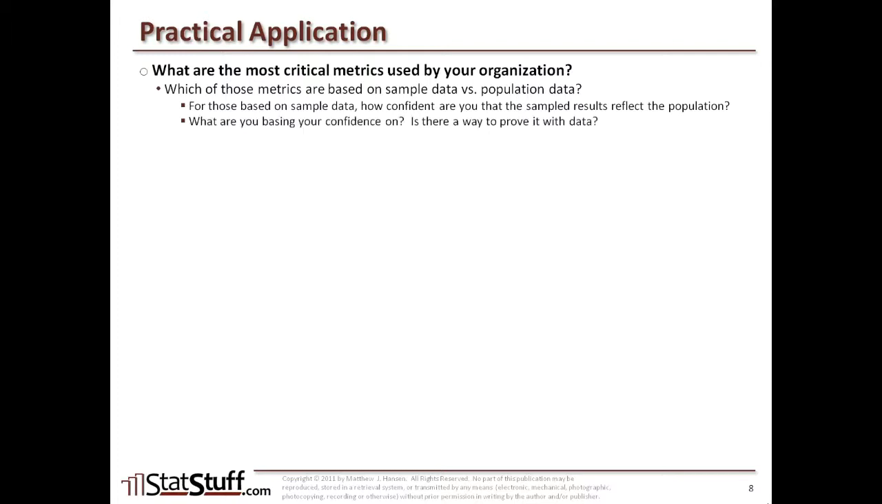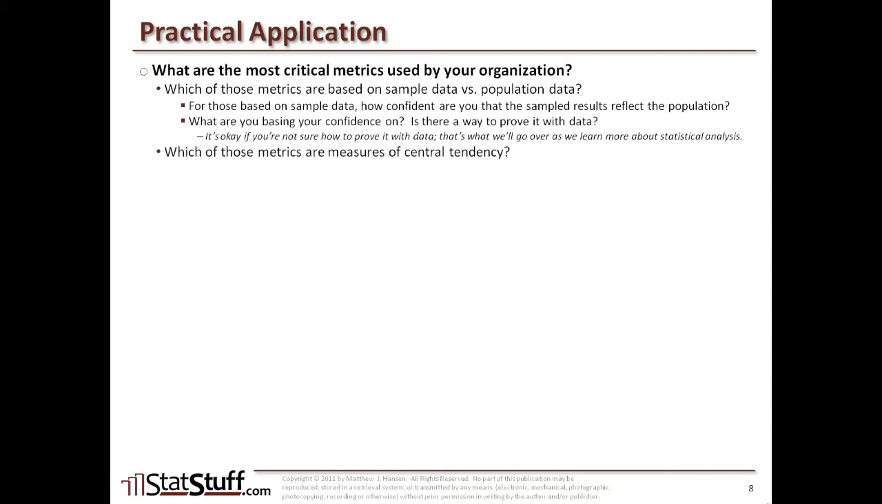If you think you're very confident, then what's making you feel so confident about it? Is there a way that you can prove your level of confidence with data that the sample truly reflects the population? Now, it's okay if you don't know how to prove that yet. That's actually some of the things we're going to get to later on in some of the other advanced videos talking about statistical analysis. Now, which of those metrics that you're using are measurements of central tendency? What is the measurement that's used for central tendency? Are they using the mean or are they using the median?